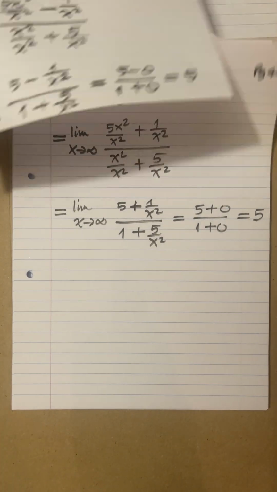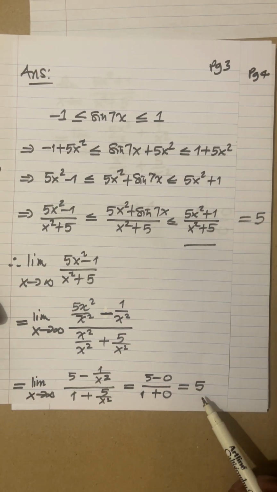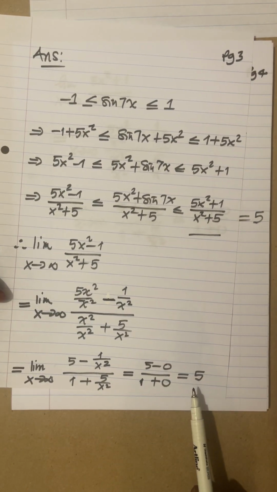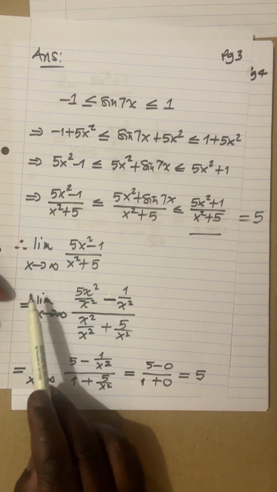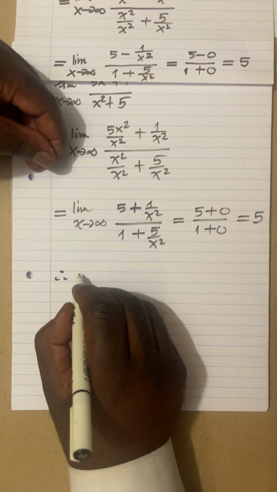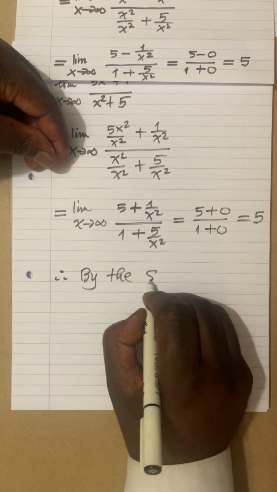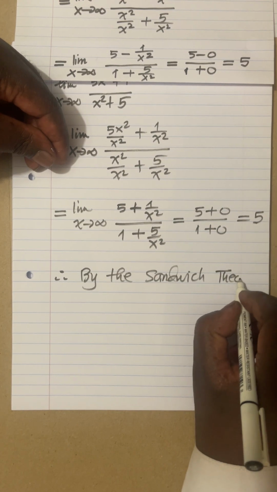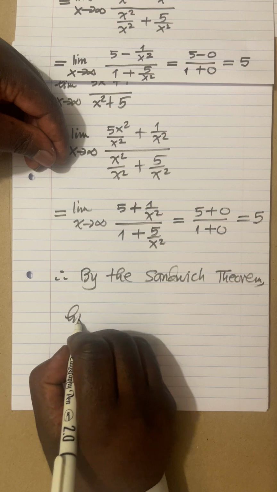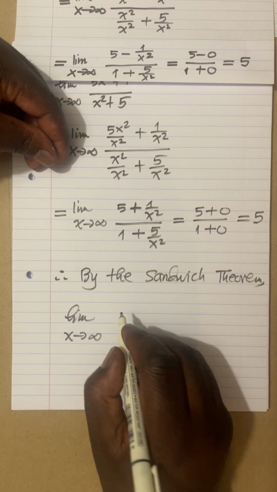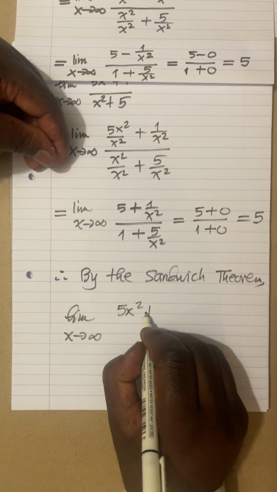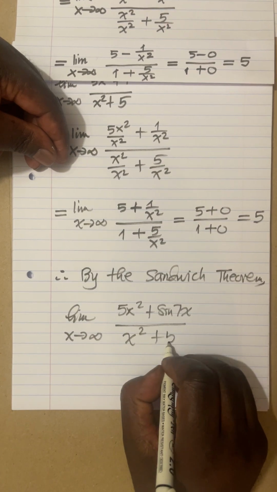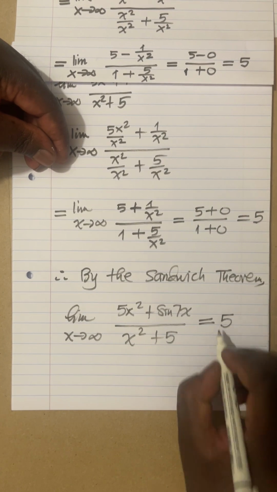So now you see that the upper function gives us a limit of 5 as x approaches infinity, as you have seen it here. The lower function here also gives us 5 as x approaches infinity, as I've explained here. Then we're going to say, therefore, by the sandwich theorem, the limit as x approaches infinity of 5x squared plus sine of 7x all over x squared plus 5, this must be exactly equal to 5.